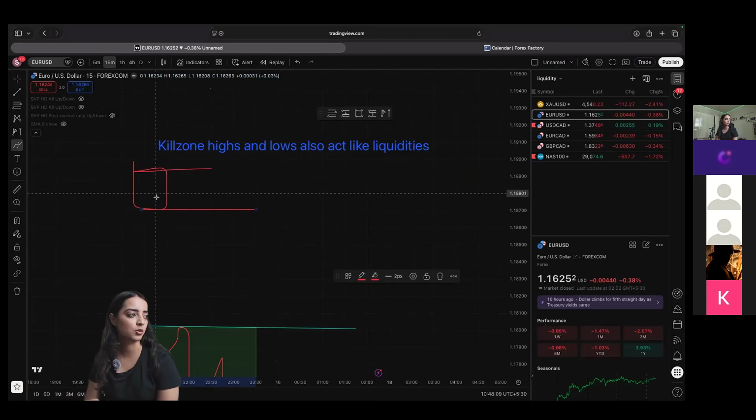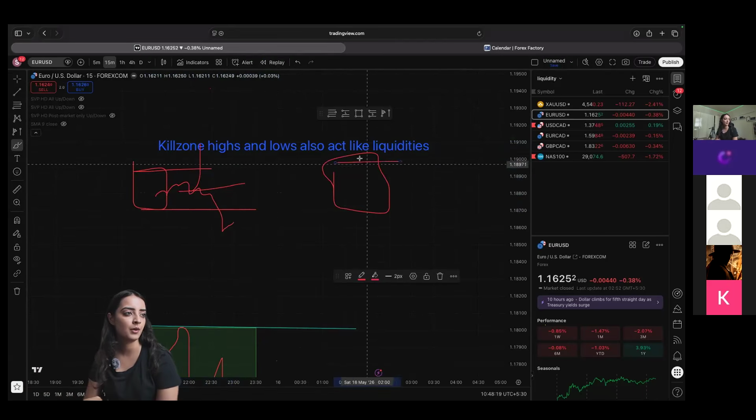London kill zone high and London kill zone low. Price swept kill zone high. Now I know it might go down. Price swept kill zone low. Now I know price might go up. This is the New York kill zone.